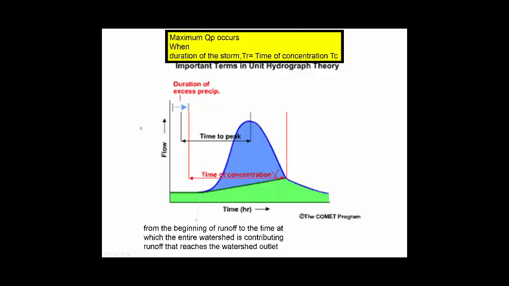The maximum QP occurs when the duration of the storm equals the time of concentration. The duration of the storm depends on many factors, but if you have a storm duration TR equal to the time of concentration, that's when you have your maximum QP possible for that storm.